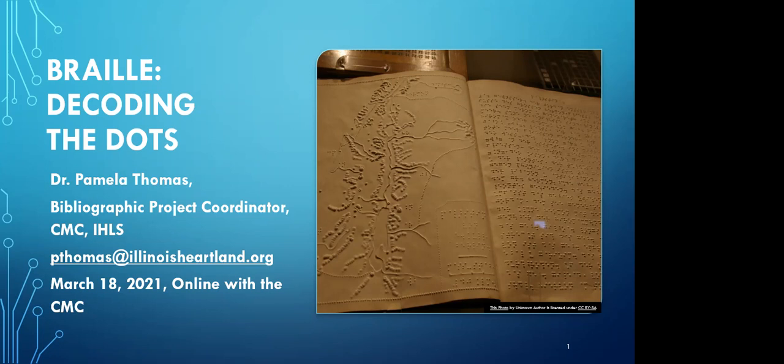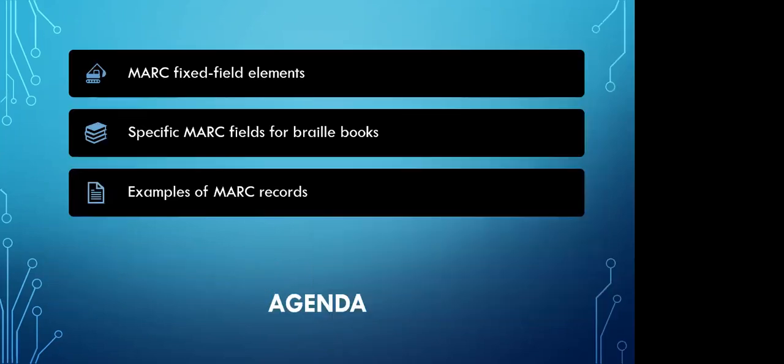Welcome. So today we're going to talk about Braille, decoding the dots. This presentation, just the slides, is available on L2. I know L2 is not maybe working right now, but I will also put the presentation with the notes on L2 when it's back up. So the agenda today: I'm going to start talking about the MARC fixed field elements, then specific MARC fields for Braille books, and then I'll give you some examples of MARC records.